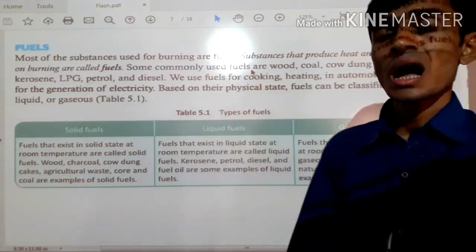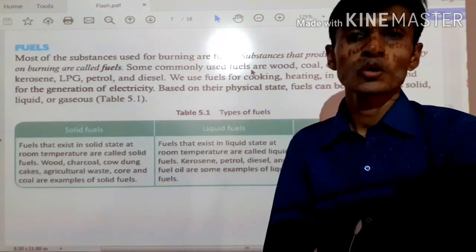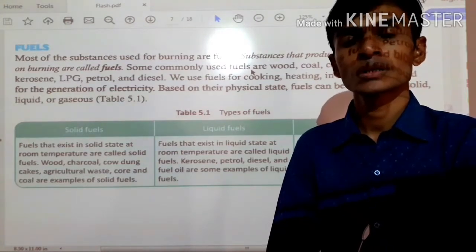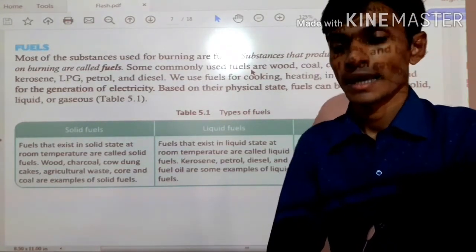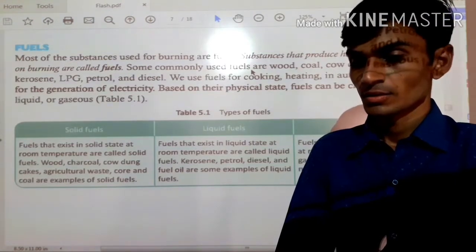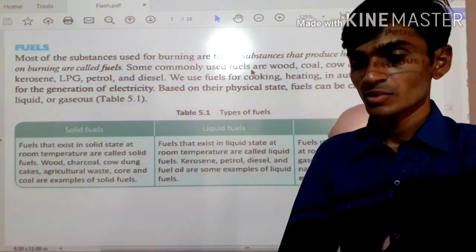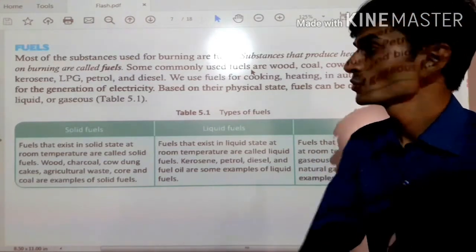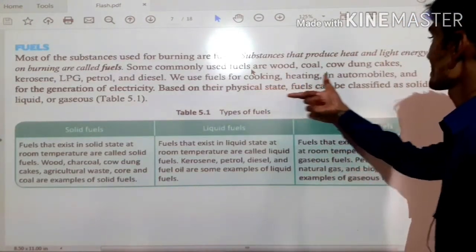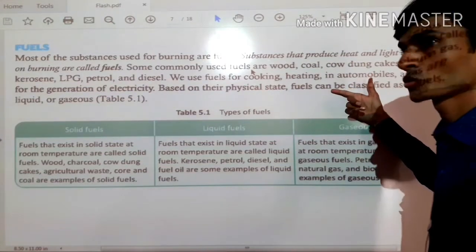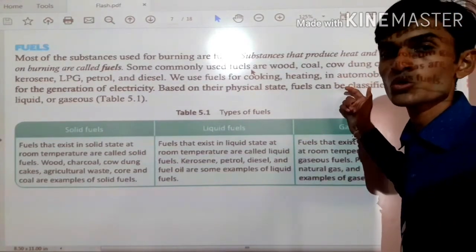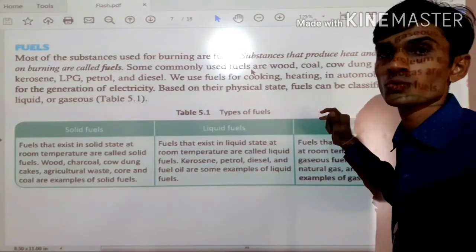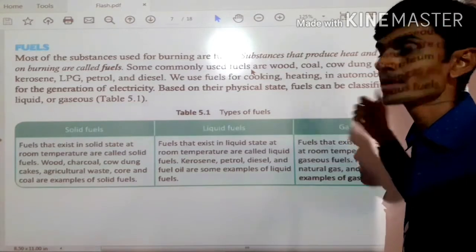Commonly used fuels are wood, coal, charcoal, LPG gas, petrol, diesel, kerosene, right? And cow dung, right? These all are called fuels. These fuels are useful for the cooking process and for running automobiles. That means if you want to drive a car, petrol and diesel are useful. It runs automobiles.